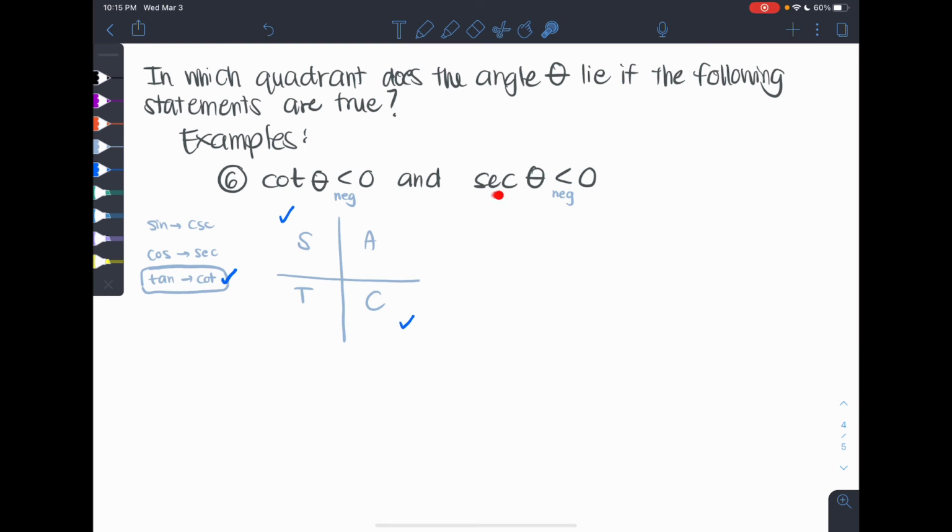Now we want to figure out where secant is negative. Secant is negative wherever cosine is negative. Knowing cosine is positive in 1 and 4, then cosine must be negative in 2 and 3. Since cosine's negative in 2 and 3, so is secant. So we can conclude that cotangent and secant are both negative in quadrant 2.